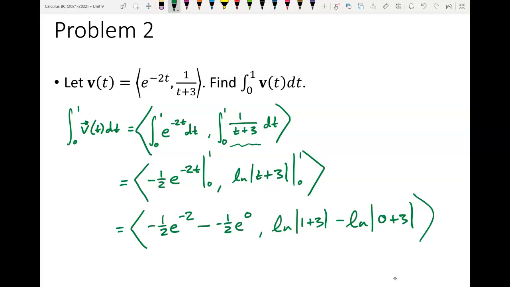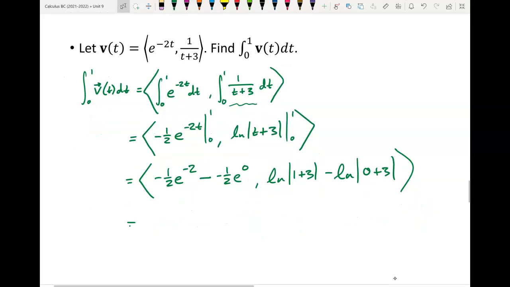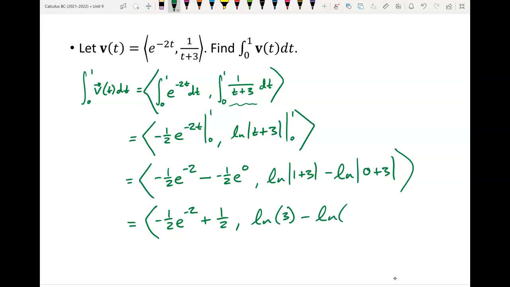So this one is pretty simple to simplify. We would just be left with negative 1/2 e to the negative 2 plus 1/2 and then ln. And we don't need the absolute values anymore because these are positive, so we can just write it as, that should be 4 over 3. You could write it as 4 over 3 as well.